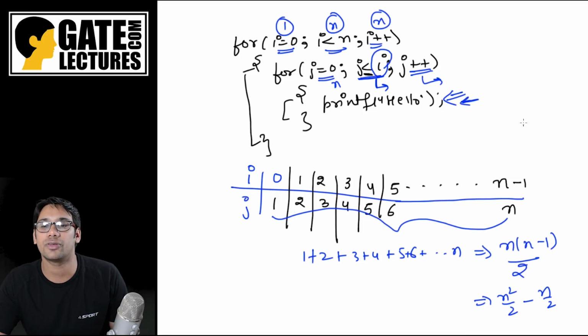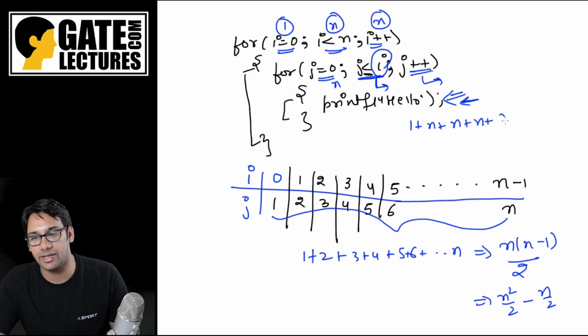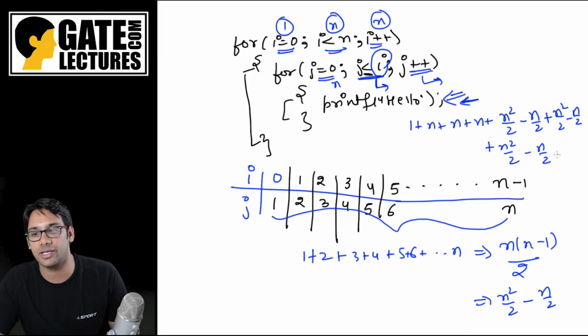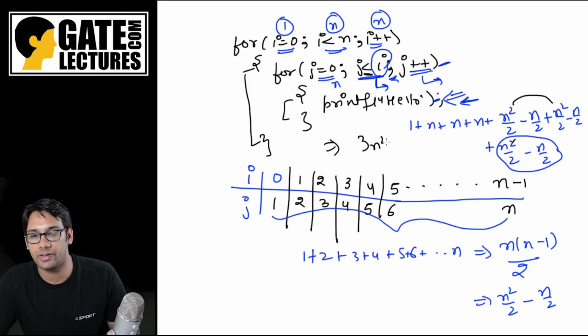So if you add all these numbers, you are going to get 1 plus n plus n plus n plus n square by 2 minus n by 2 plus n square by 2 minus n by 2 plus n square by 2 minus n by 2, because these statements are for this one and this one. Now if you add all this, you are going to get n square plus n square plus n square, which is 3n square by 2 plus n by 2 plus 1.